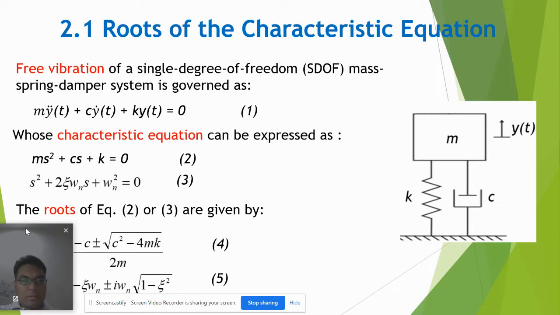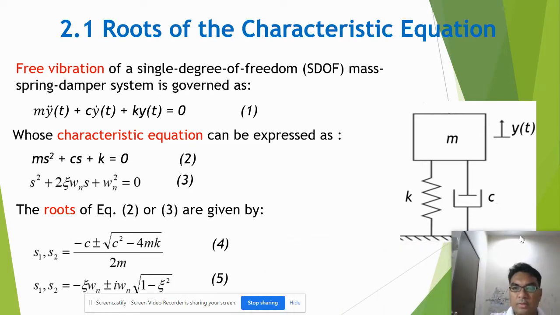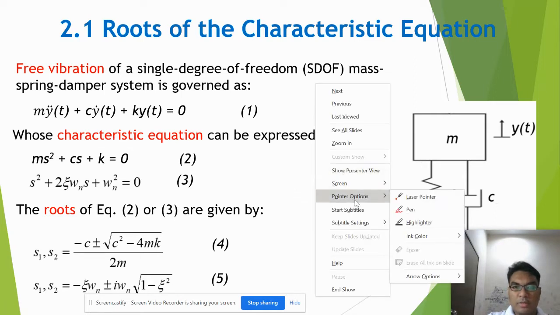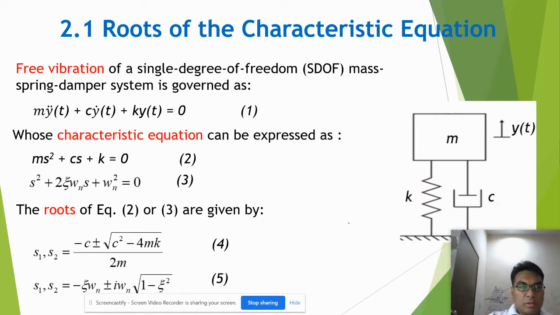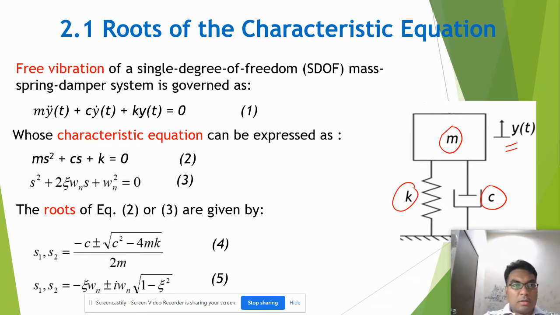This is basically what you have been introduced to previously, the root locus of the characteristic equations. For the free vibration of a single degree of freedom mass spring damper, as shown in the figure here, you have the mass, stiffness and damping, and also the output displacement, so that you can get this as per equation number 1.